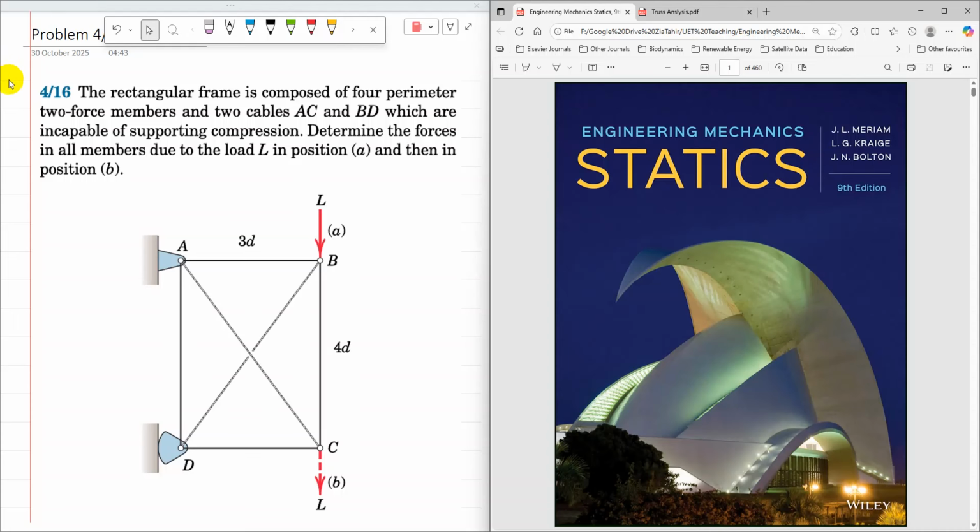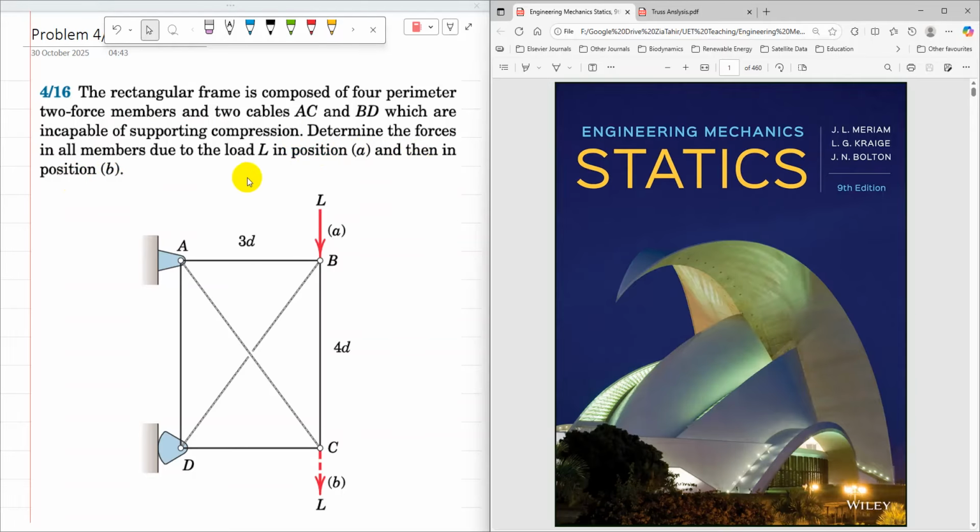This video tutorial is the solution to problem 4/16 of Engineering Mechanics Statics, 9th edition by Meriam, Craig and Jan Bolton. The statement of the problem is that a rectangular frame is composed of four perimeter two-force members and two cables AC and BD, which are incapable of supporting compression. Determine the forces in all members due to load L in position A and then in position B.